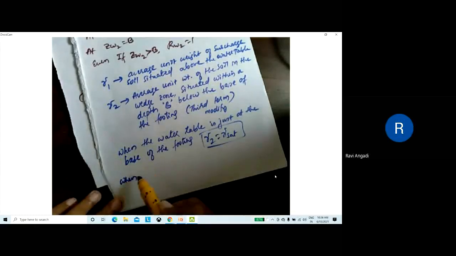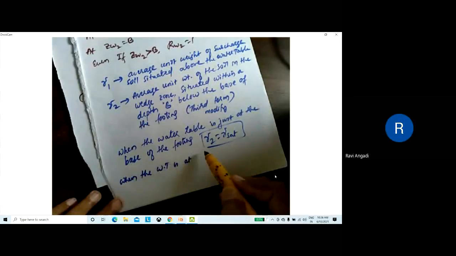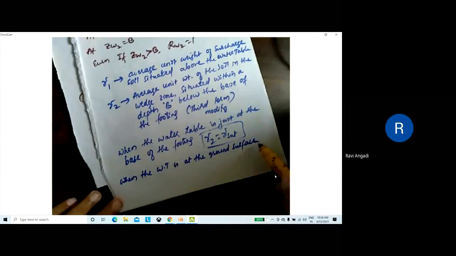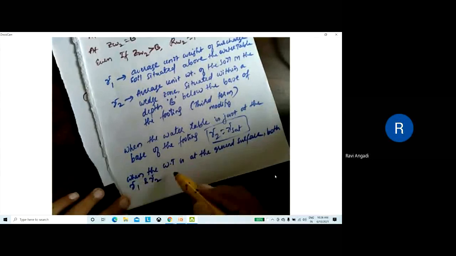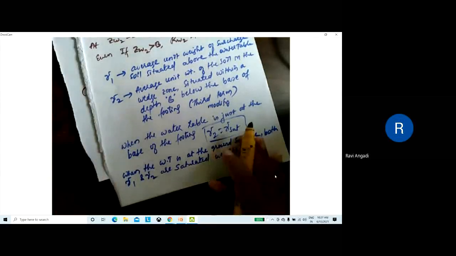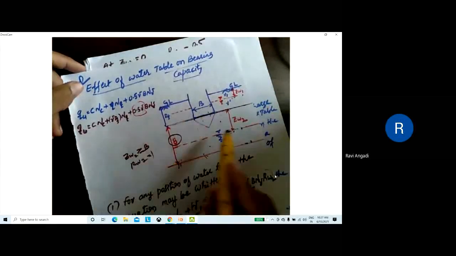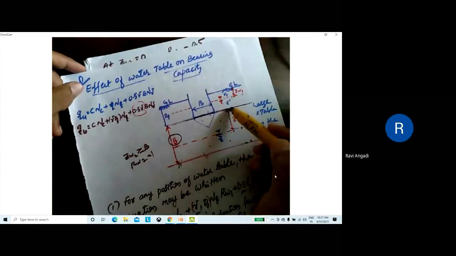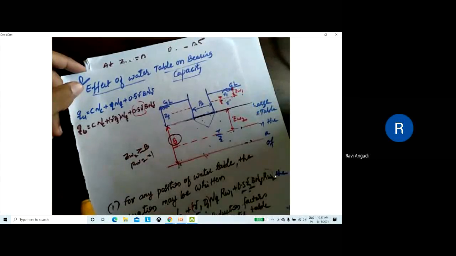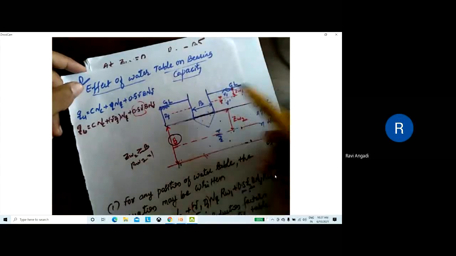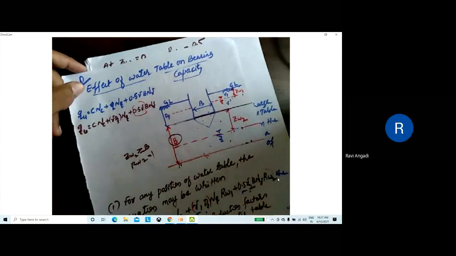Next, when the water table is at the ground surface, both gamma 1 and gamma 2 are saturated weights. Understood? If the water table is at the ground surface, then we had considered gamma 2 below the water table and gamma 1 above the water table. But when the water table is lying at the ground surface, both will become saturated, yes or no? Understood? Yes, sir. When it is at the ground surface, both will become saturated.